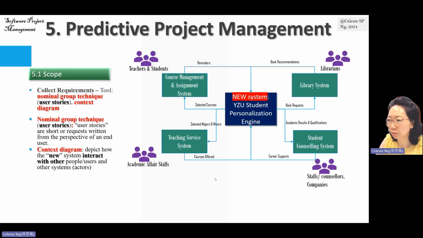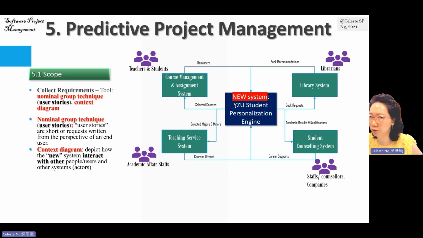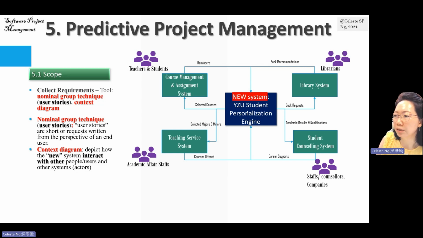Now, assume that we are going to build a new system, a new information system, called YZU Student Personalization Engine. We have listed out all the requirements based on the nominal group technique, and we have reprioritized the system features and requirements.